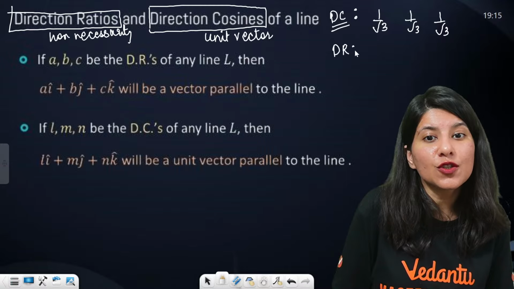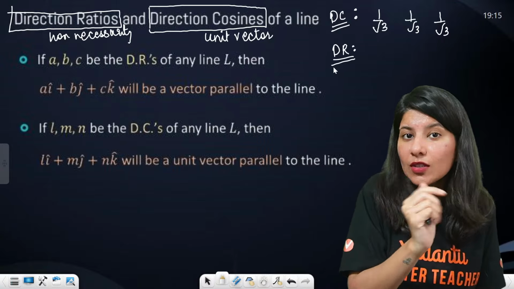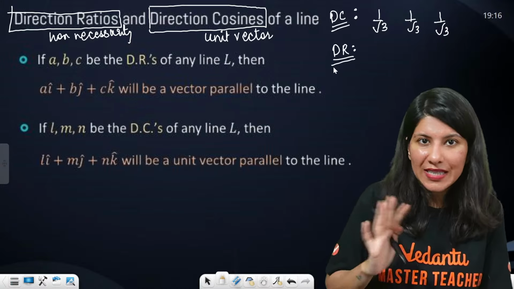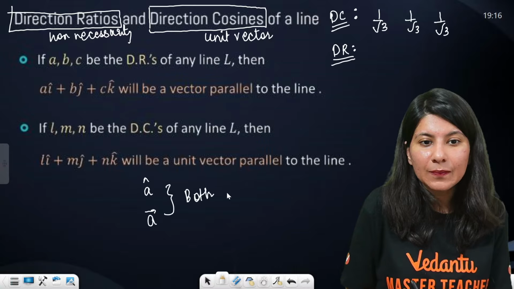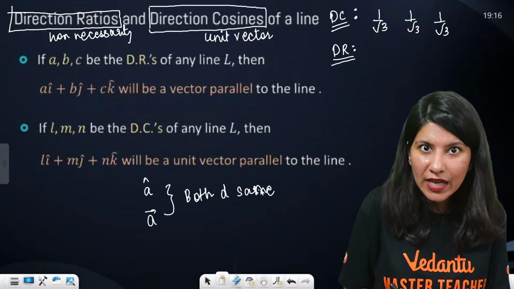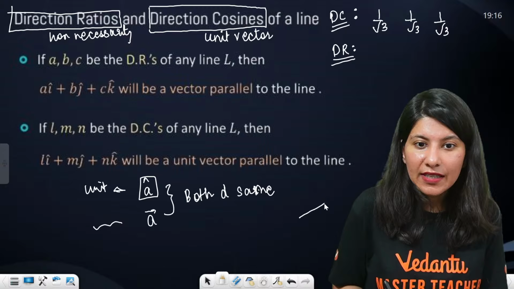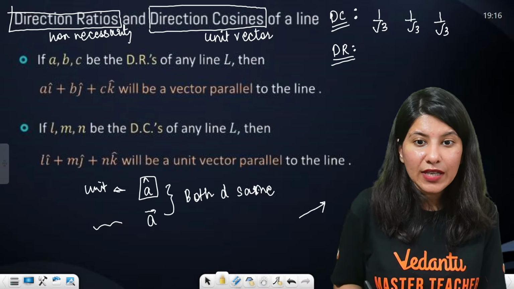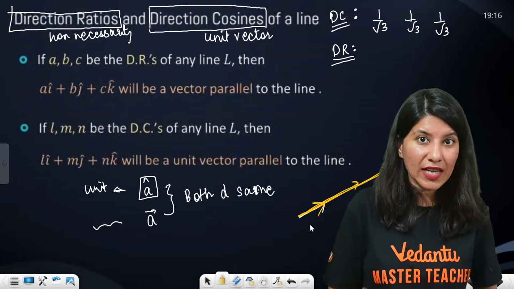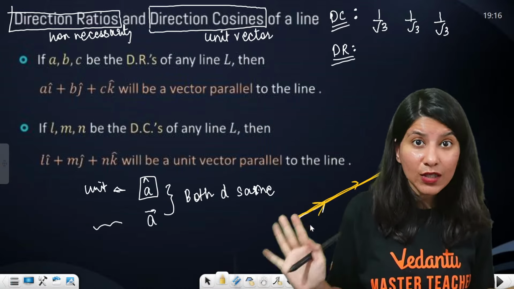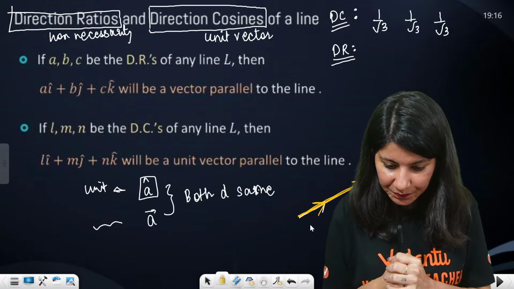But what about direction ratio? Direction ratio means the direction is actually the same, but it is not a unit vector. Do you remember the difference between a cap and a vector? Both directions are the same, but this a-cap is a unit vector and this is not a unit vector. Suppose this is your direction cosine of that line. Now this could be a direction ratio, this could be a direction ratio, this could be a direction ratio. So direction ratio can have infinite values, but direction cosine will be a unique value. Are you getting my point?